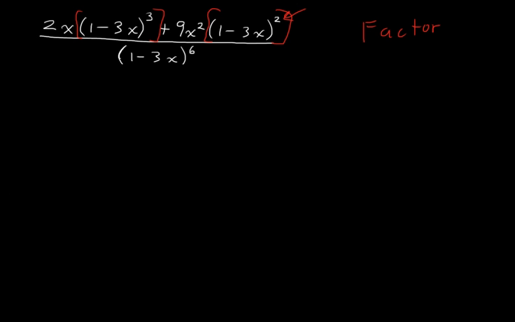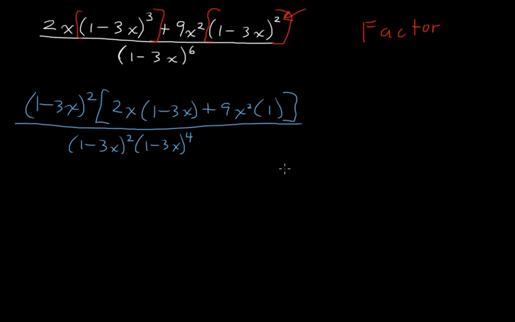So I'll show that. Now I've intentionally factored out the denominator as well. So I have 1 minus 3x quantity squared, and what does that leave us with on the inside? Well, that leaves us with still the 2x. 2x is being multiplied by 1 minus 3x to the third, but we've taken away a factor of 2 of those, so we have just 1 minus 3x left here.